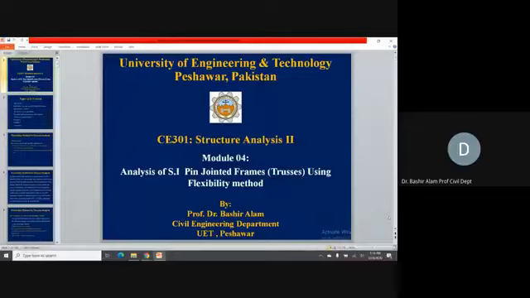Let's start module 4, and it is about the analysis of statically indeterminate pin jointed frames, and we'll be discussing the trusses using flexibility method. Remember, procedure is exactly the same.